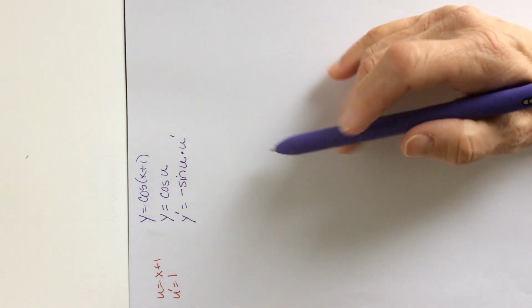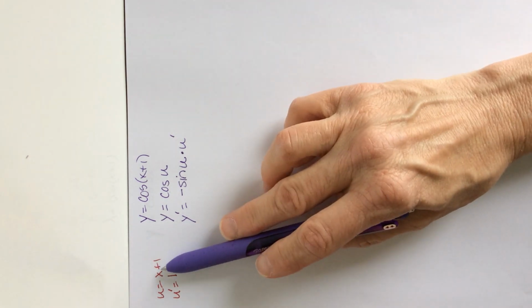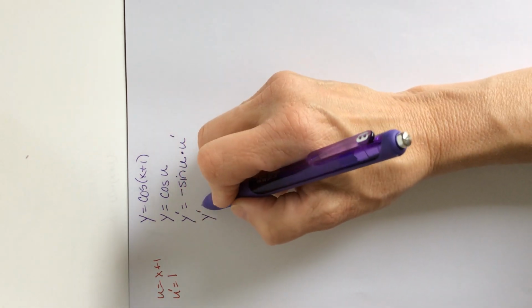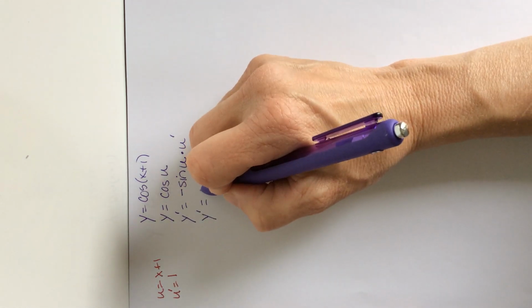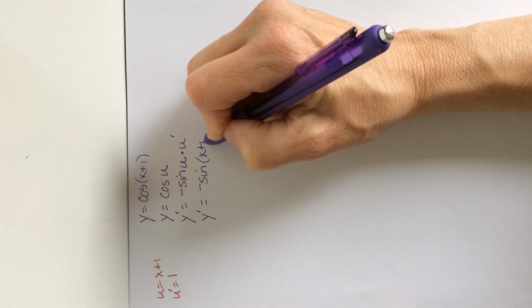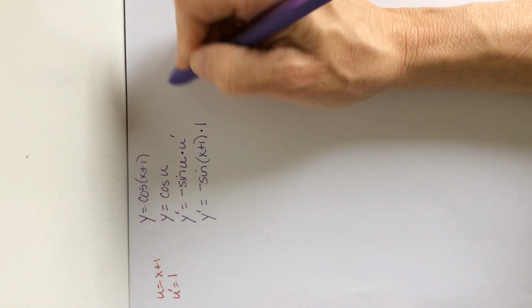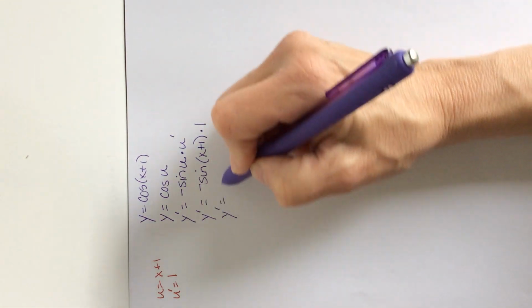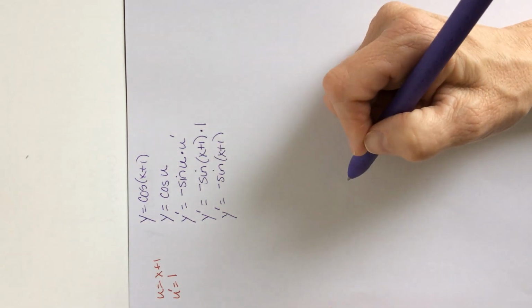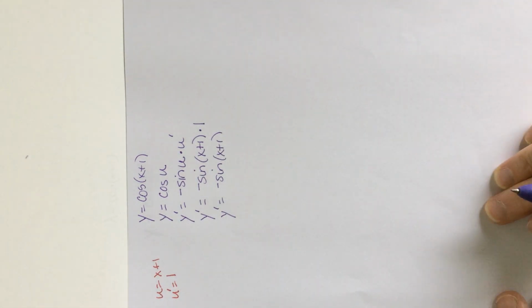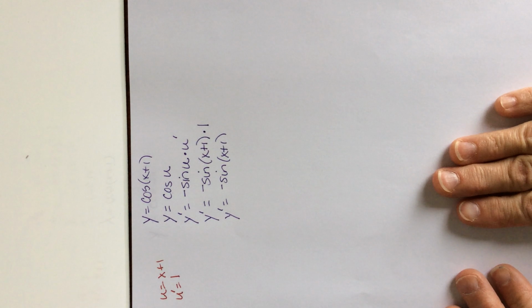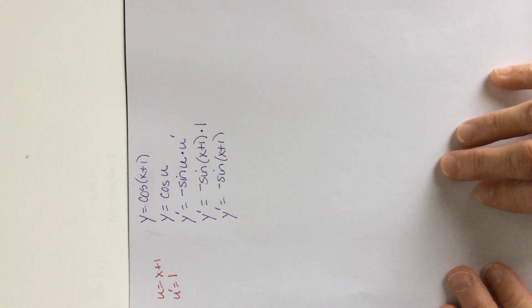So now it's just a matter of going back in and replacing u with x plus 1 and u prime with 1, which leaves me with y prime equals the opposite of, or negative, sine of x plus 1 times 1, which we could just leave off, and that would be y prime equals the opposite of, or negative, sine of x plus 1. Okay, so using a u substitution is going to be helpful when dealing with trig functions as well.